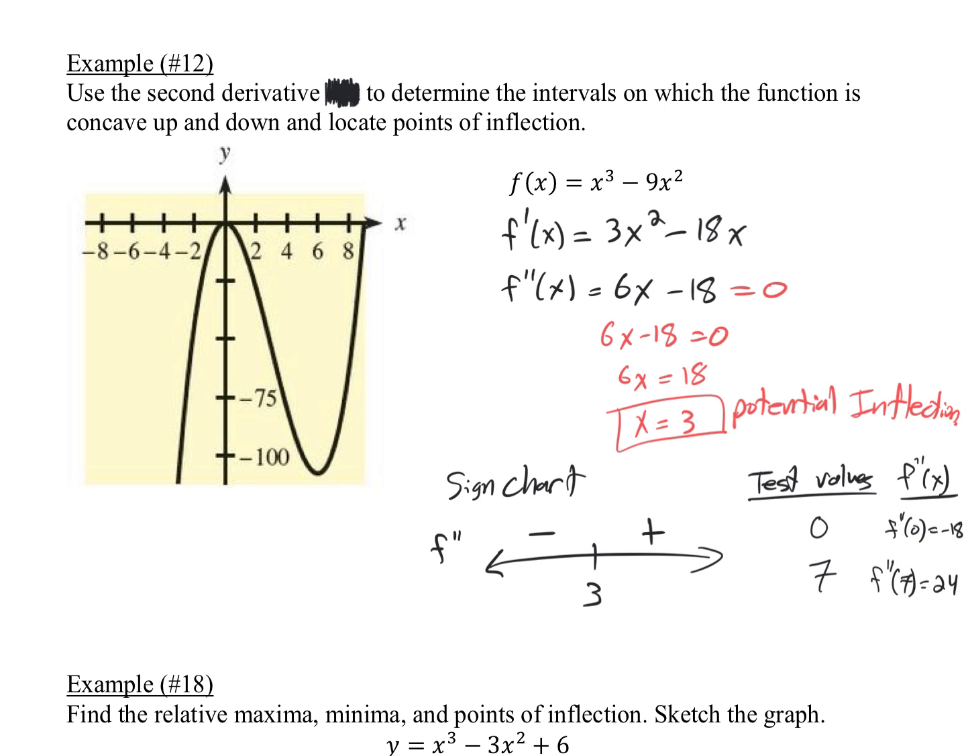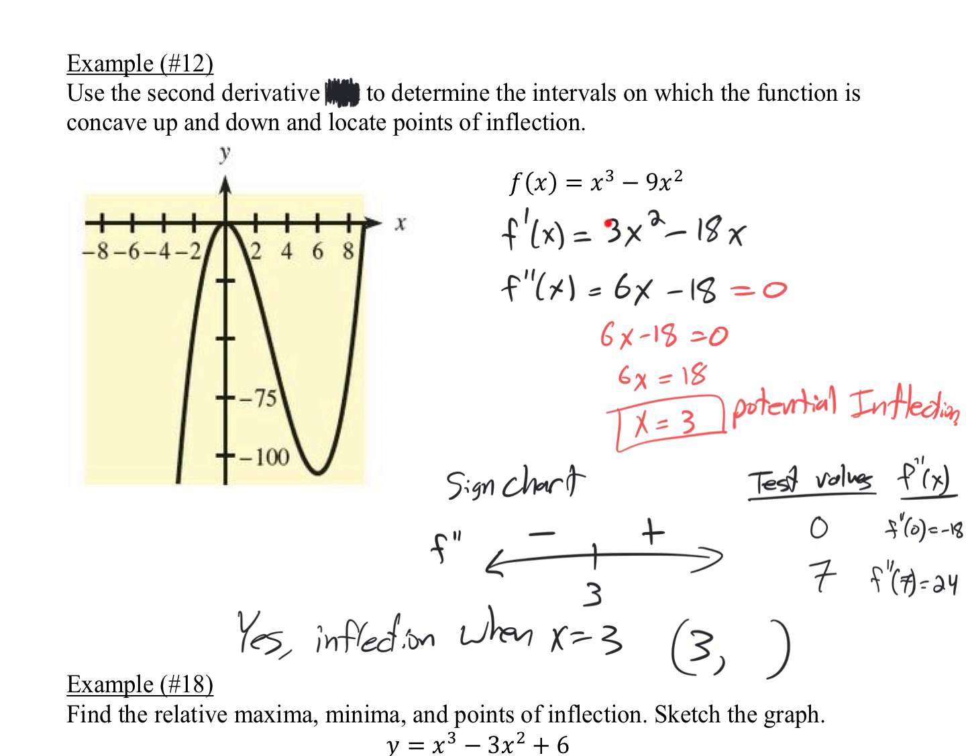Okay, so we have the x value of the point of inflection. So yes, there is an inflection when x equals 3. This is still not a point yet, so 3 comma something is our point of inflection. How do we find the y value associated with an x value? Well, we plug it in. And I will frequently ask my classes, where do we plug 3 in?